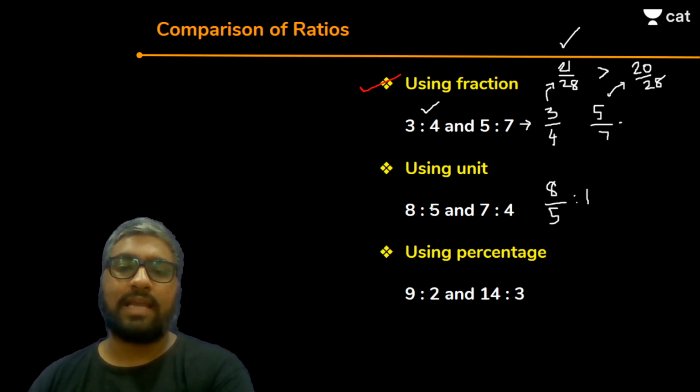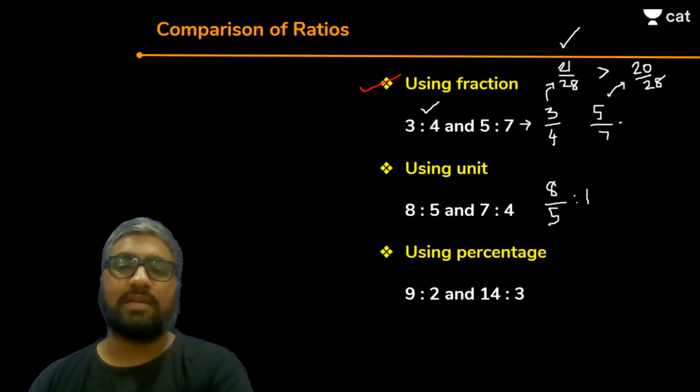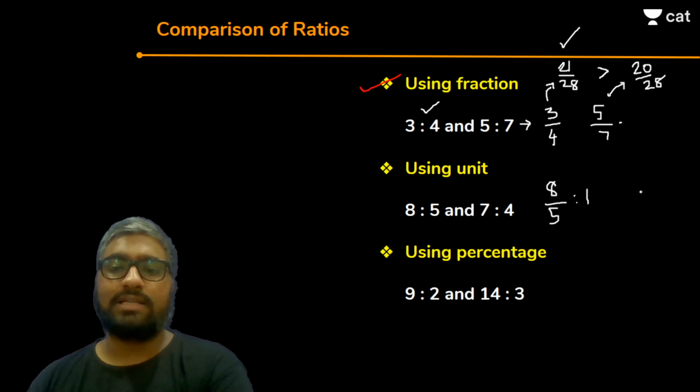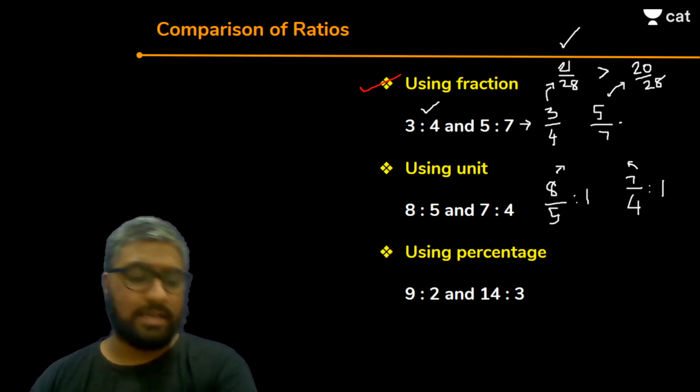Can I say that 8 is to 5 can be written as 8 by 5 is to 1? How? If I divide both terms of the ratio by 5, the ratio still remains the same. So 8 by 5 and 5 by 5, which is nothing but 8 by 5 is to 1. On the other side, what do you have? 7 by 4 is to 1. Now compare which is greater, 8 by 5 or 7 by 4. Again, what would you have to do? Either quickly convert this into decimals. 8 by 5 is very simple.